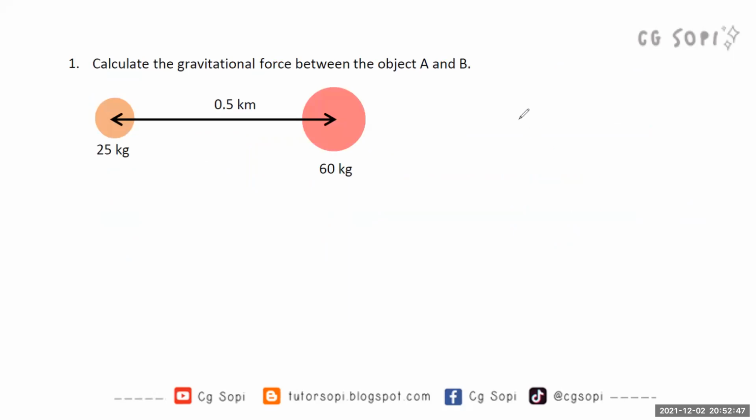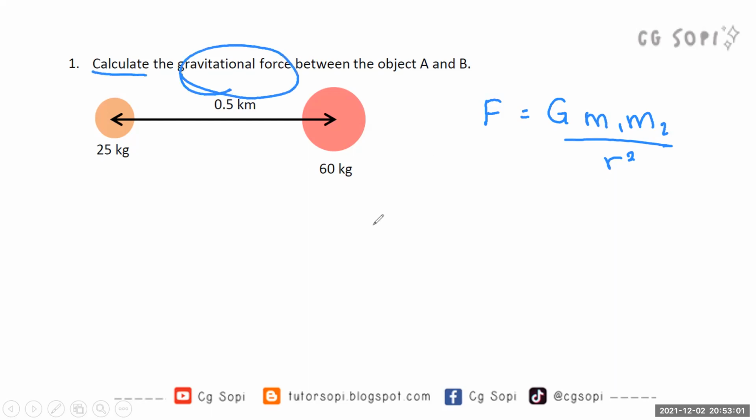So this is the first question. I'm going to write the formula first. F equals G m1 m2 over r squared. If you are wondering why we are using this formula, it's because you can see here, calculate the gravitational force. What else can you use? Technically there are some other things, but here all the information is complete. So you can use this formula to calculate the gravitational force between object A and object B.